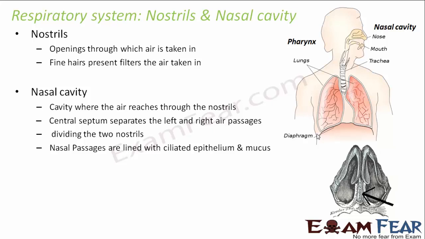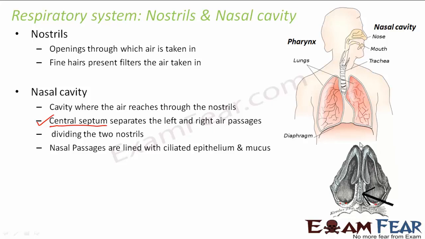A central septum separates the left and the right air passages, dividing the two nostrils. So here we have a central septum. It is sometimes also known as the nasal septum. Now if you look at the nose from the front view, what do you see? These are the two nostrils, right?